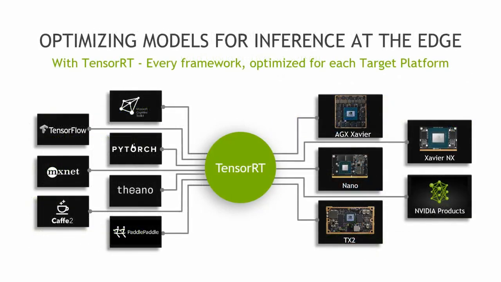Now, once you have that output model, and it'll come from one of these many different frameworks, it's critical that you optimize that model for inference at the edge. And what that means is that you optimize the model based on the underlying hardware and software stack that you're using. We have a tool called TensorRT that optimizes all modern frameworks and all of the complex DNNs that they create for the NVIDIA platforms.